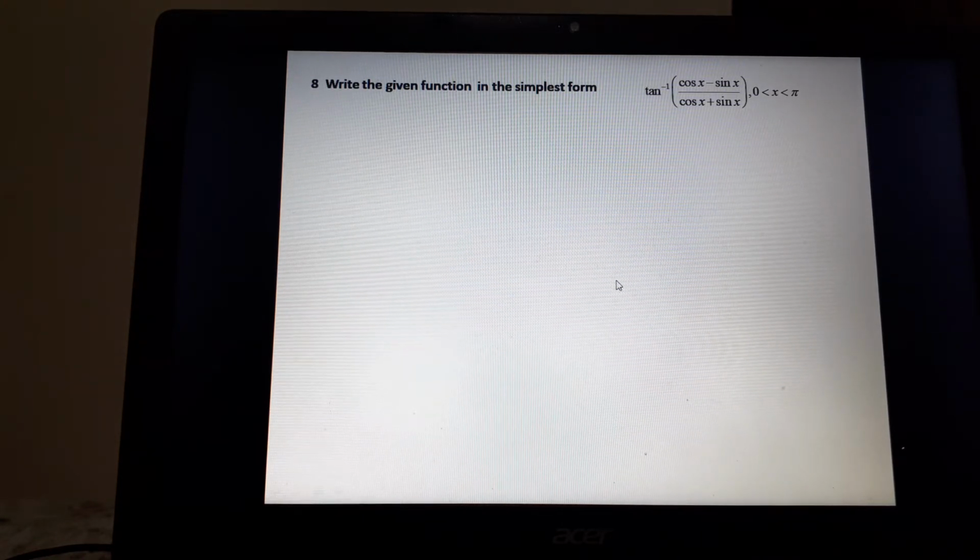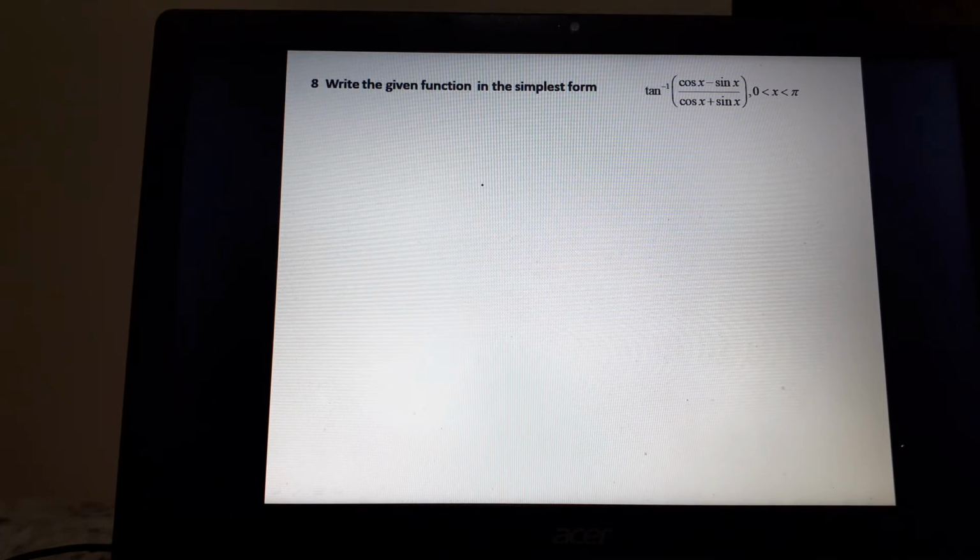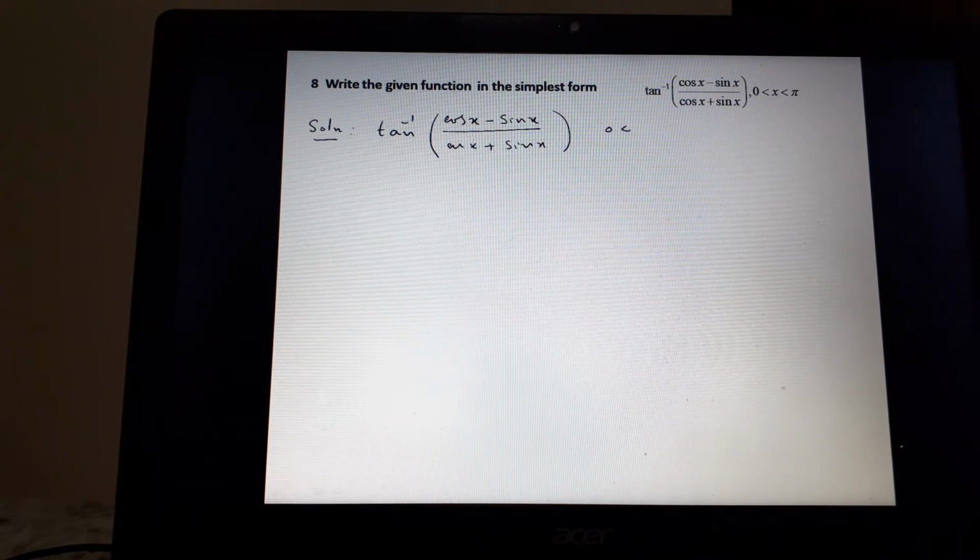Next question. Write the same thing, simplest form. So question number 8. Tan inverse of (cos x minus sin x) divided by (cos x plus sin x). Of course the condition is 0 less than x less than pi.